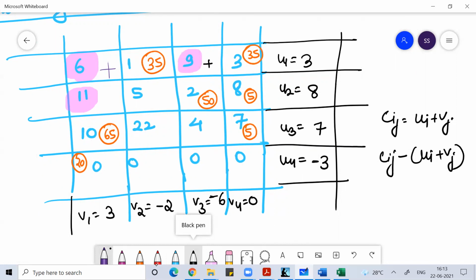So 11 minus 0, so positive only. Then this 8 minus 2, 6. This would be 6 means minus 1. This would be minus 1. Yeah. So it means our solution is not optimal.